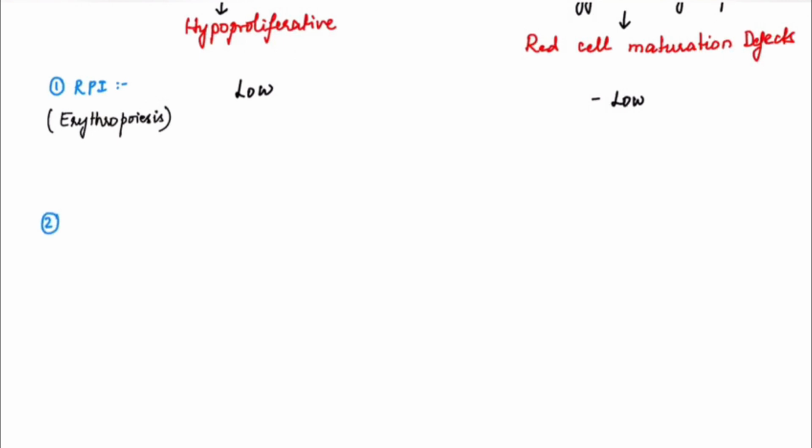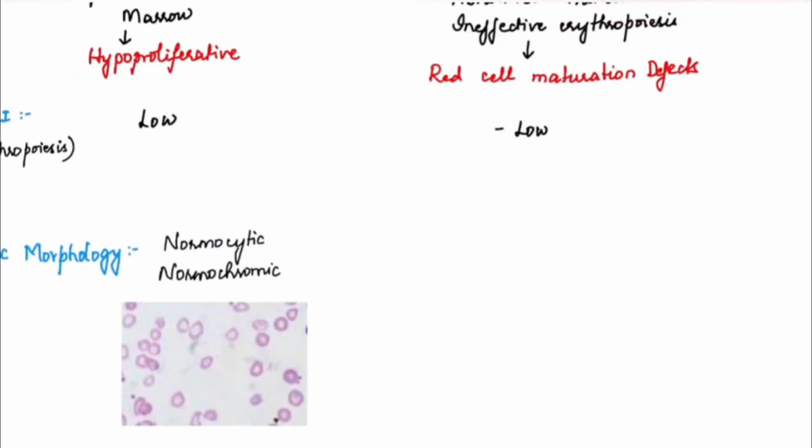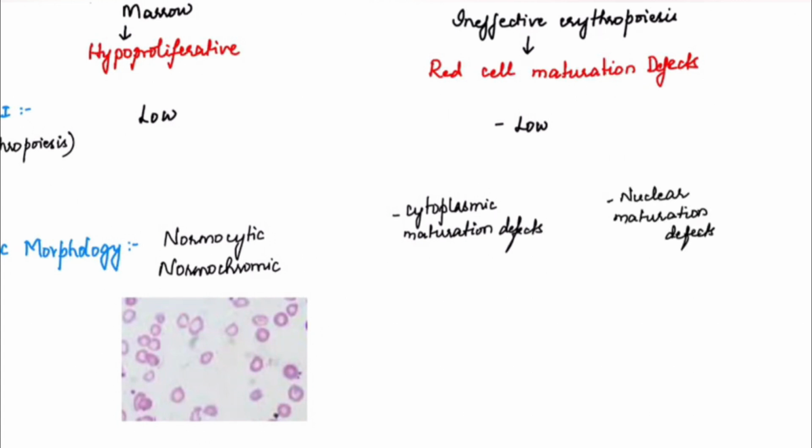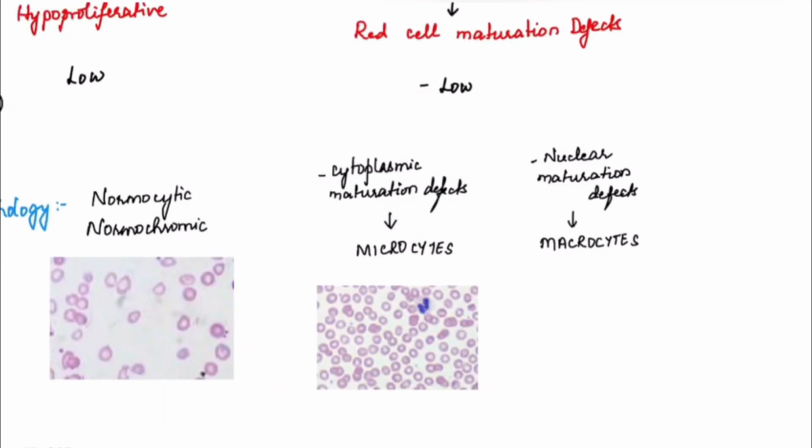Now we'll look at the second difference, and that is to look at the RBC morphology. In hypoproliferative anemia, the number of RBCs produced is decreased, but all those that are produced will usually be normal. So it is taken to be normocytic and normochromic RBCs in hypoproliferative anemia. This is the picture. Next, when there is red cell maturation defect, first look if the defect is because of cytoplasm, a cytoplasmic maturation defect, or because of nucleus, a nuclear maturation defect. In cytoplasmic maturation defects, the RBCs will be smaller in size, known as microcytes, and in nuclear maturation defects, they are larger, known as macrocytes. So these are the pictures.